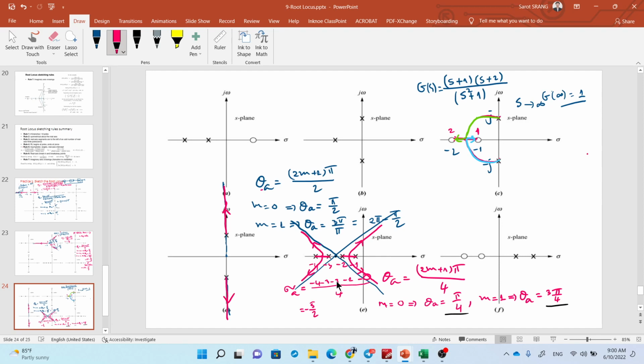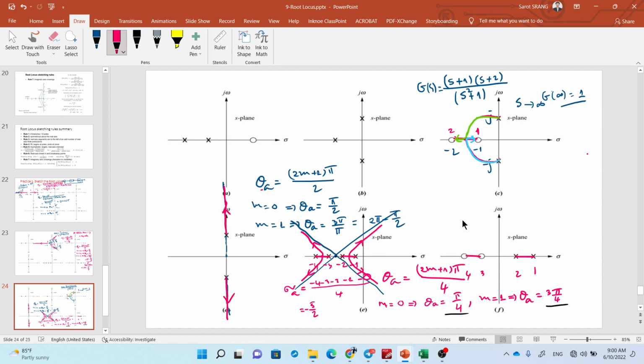So I'll try to finish the last one before we have a break. Okay, this one start from real axis segment. Label 1, 2, 3, 4. Then real axis segment. Real axis segment. Number of asymptotes: number of poles minus number of zeros, it means 0. 2 minus 2, 0. No asymptote.